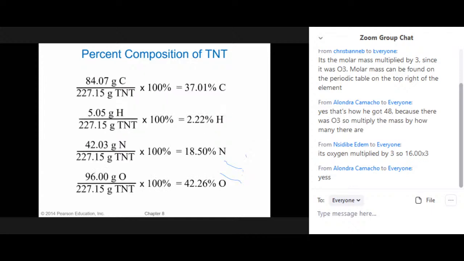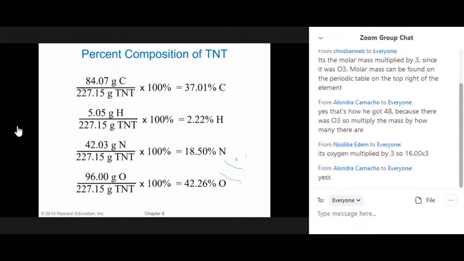All right. So now you got 37.01% carbon, 2.22% hydrogen, 18.50% nitrogen, 42.26% oxygen. And these are all percentages. All right. This concept is very, very important.